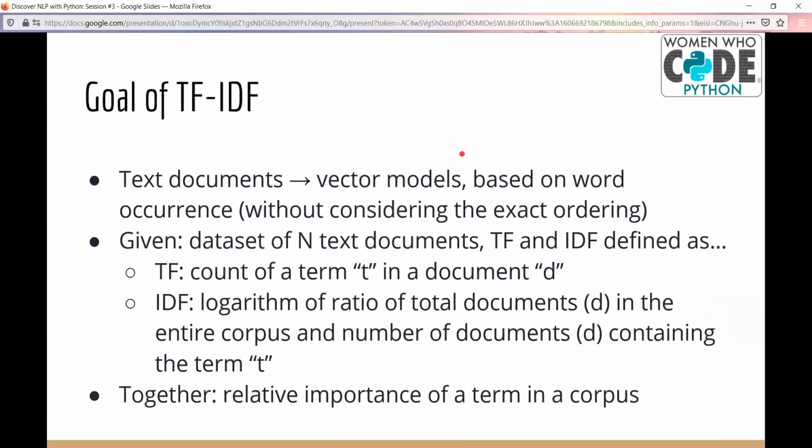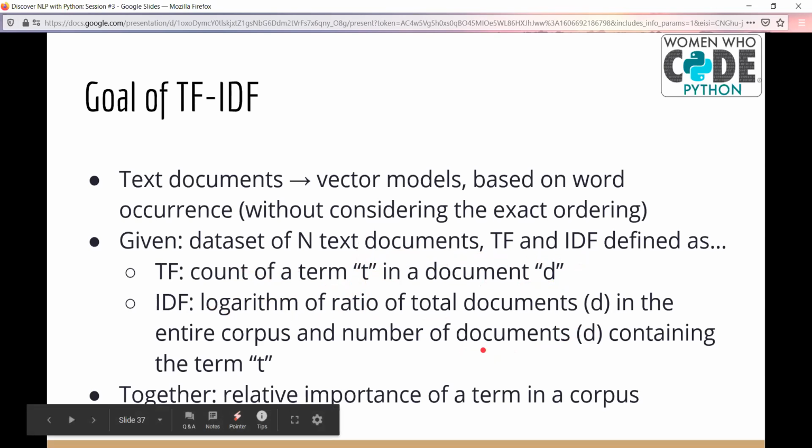So there are text documents again, and we form vector models based on the word occurrences without considering the exact ordering. So in this case as well, we are not considering the ordering as such. It doesn't matter which word comes before or after, but we are talking about how frequently it comes into the corpus. So given a data set of n text documents, TF and IDF are defined as follows. TF is the count of a term T in our document D. So if I have a sentence and I am considering that as a document D, each term and the count of that would be considered with T. And IDF is the logarithm of the ratio of the total documents in the entire corpus and the number of documents D containing the term T.